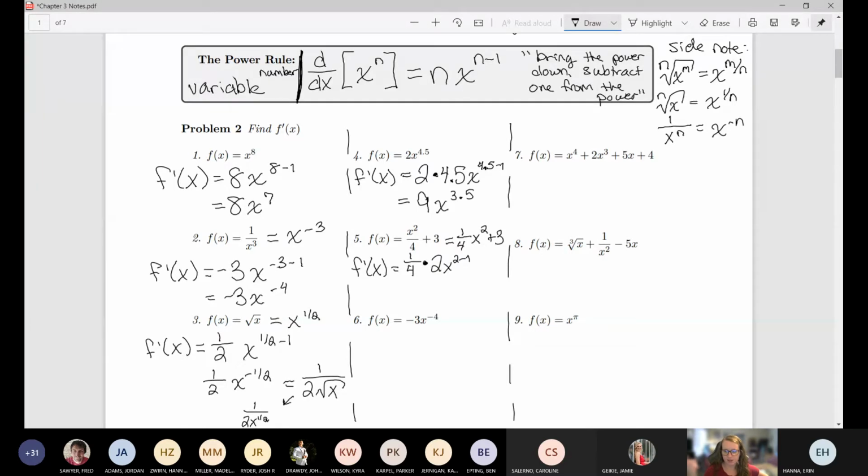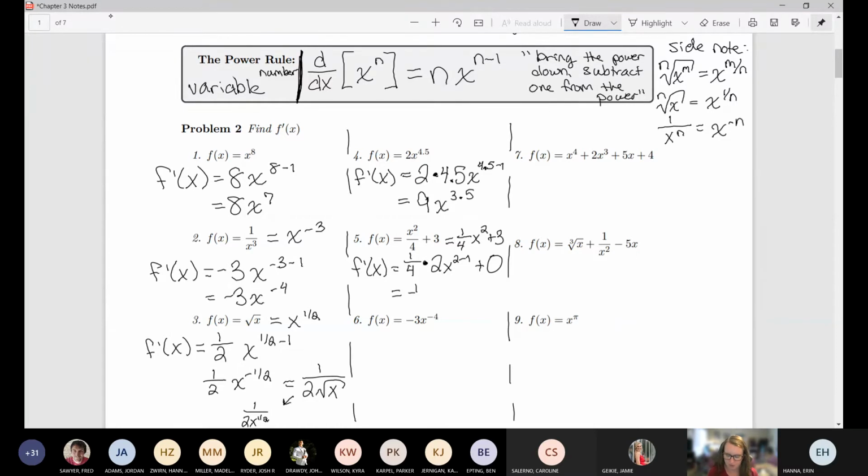And now we have this plus 3 at the end. So now this is where our sum and difference rule comes in. So we add the derivative of 0, the derivative of 3, which is 0, because 3 is just a number, no variable attached to it, it's just a constant. So the derivative of a constant is 0.